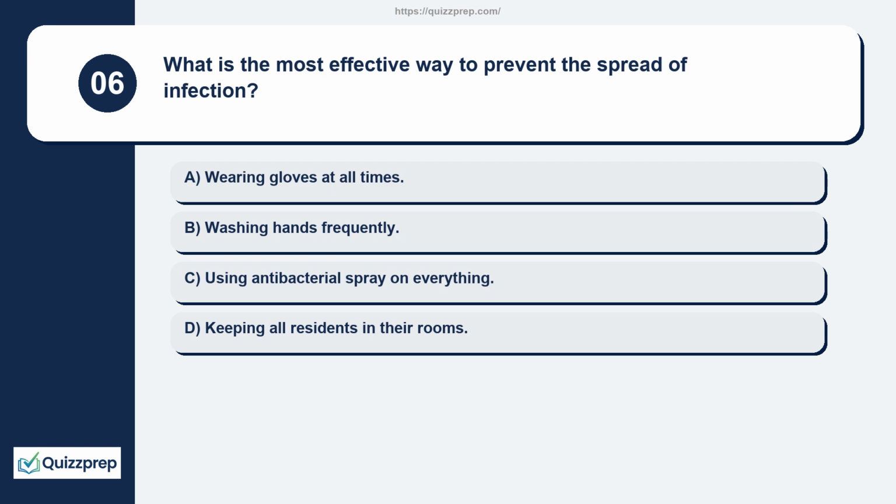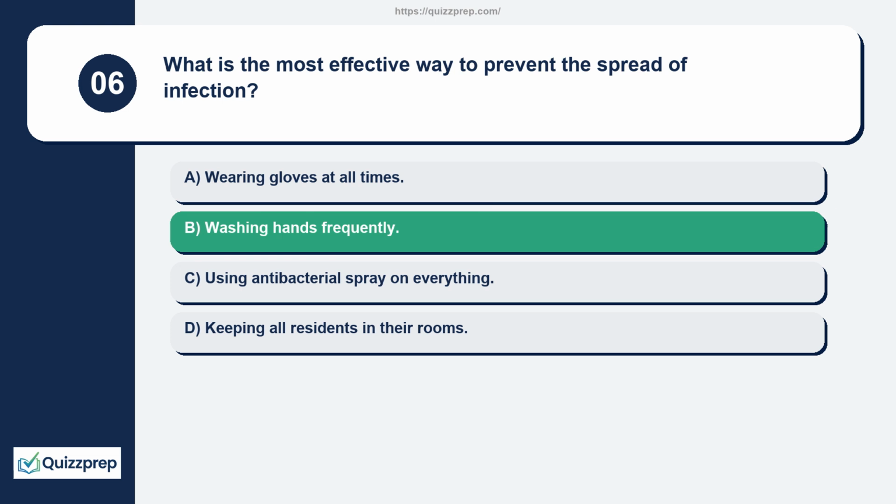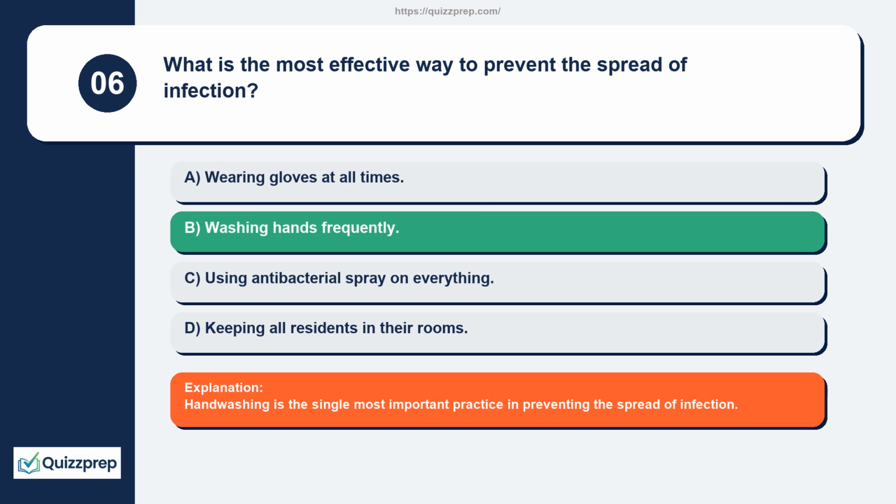Question 6. What is the most effective way to prevent the spread of infection? Wearing gloves at all times, washing hands frequently, using antibacterial spray on everything, keeping all residents in their rooms. Hand washing is the single most important practice in preventing the spread of infection.